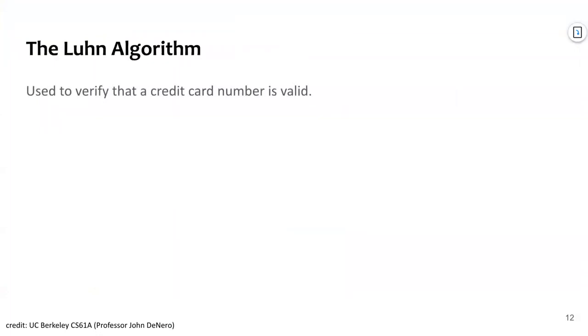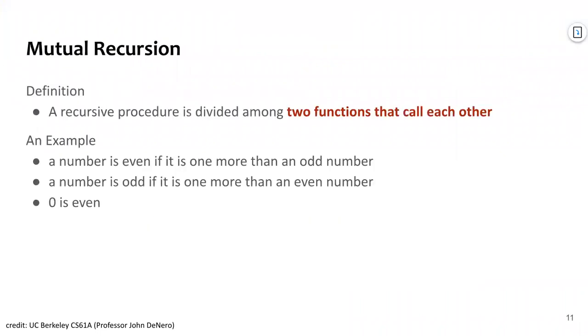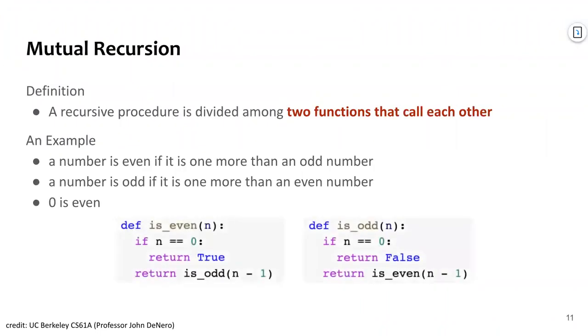And I'm going to give you another example of mutual recursion. This one was quite simple, and in practice, we don't implement is_even or is_odd functions this way. We just use the percent operation. That is much more intuitive, right?